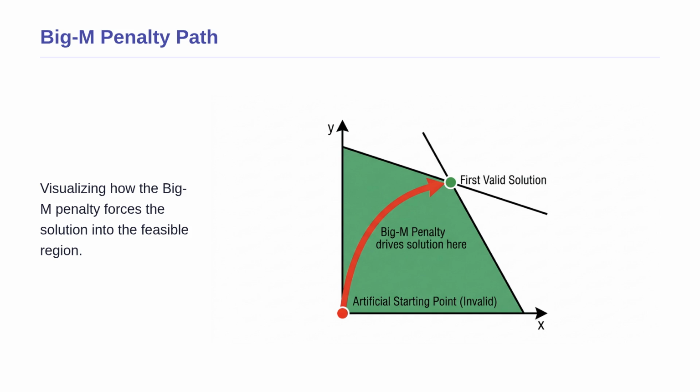The thick red arrow represents the big M penalty in action. Because the penalty is so mathematically terrifying, it acts as a massive force, driving the algorithm away from the origin and pushing it directly into the first valid solution on the edge of the green region.